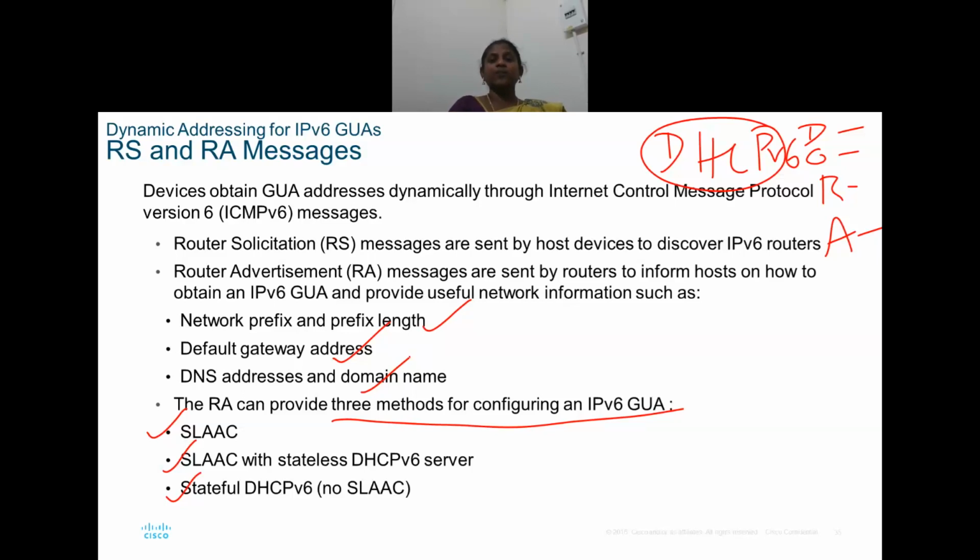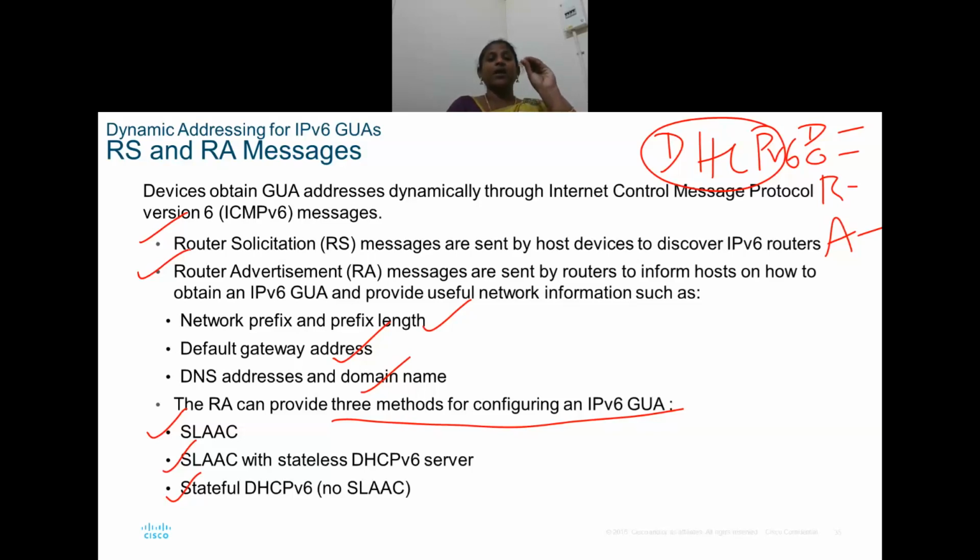Now, in order to get this information, there are two important messages transmitted. Number one is router solicitation and the other is router advertisement. Router solicitation is any device that, as soon as it joins a network, searches for a router which can help the client get an IP address. So router solicitation is nothing but a router search message.